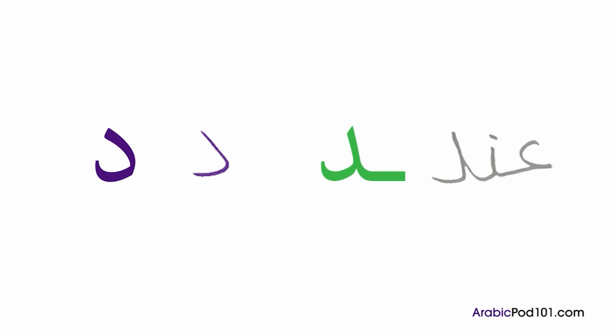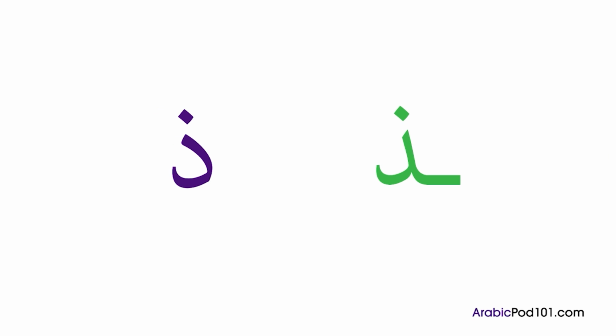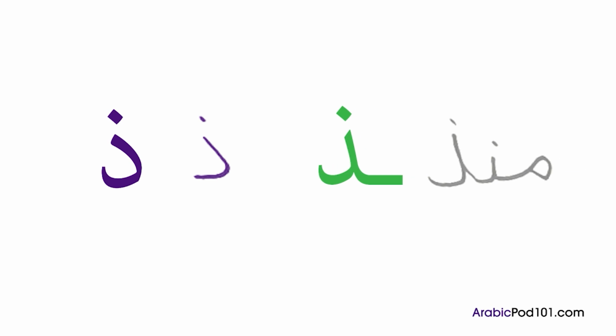Next, let's review lesson 4. In the fourth lesson, we learned Dhal and Dhal. First, we have the Dhal, isolated and initial, medial and final. Now let's check the Dhal, isolated and initial, medial and final. That's it for lesson 4. These letters are 2 of the 6 which only have 2 forms. Finally, let's review lesson 5.